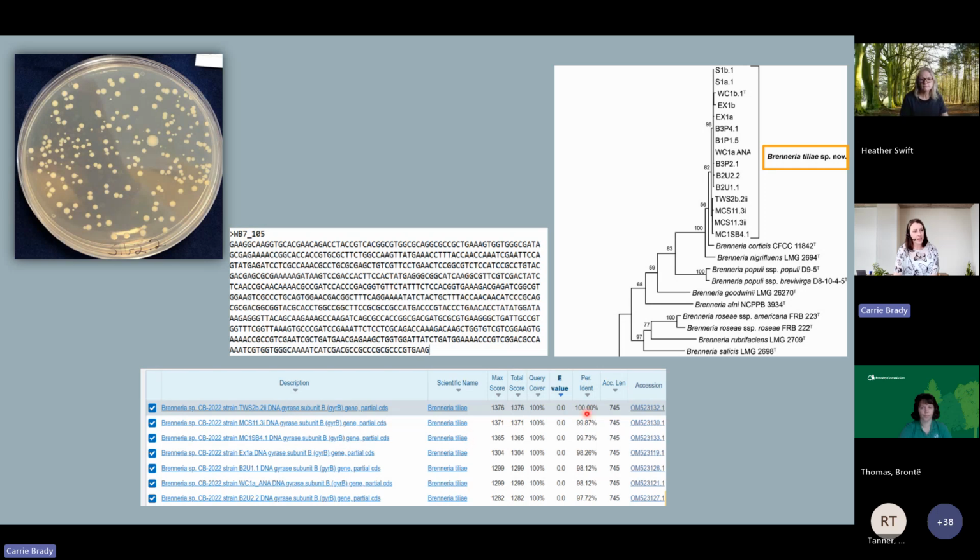If the percentage identification wasn't that high, we can do a comparison where we put it in what we call a phylogenetic tree with other species of Brunaria, and if the sequences fall within certain clusters, we can definitively say the identity of this strain is Brunaria tiliae or not.